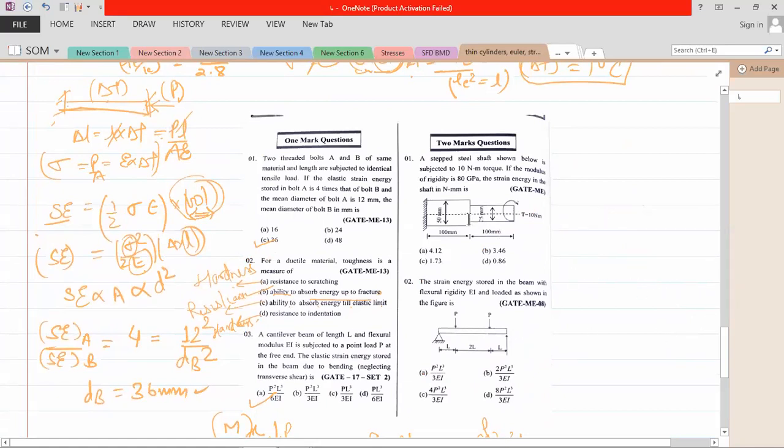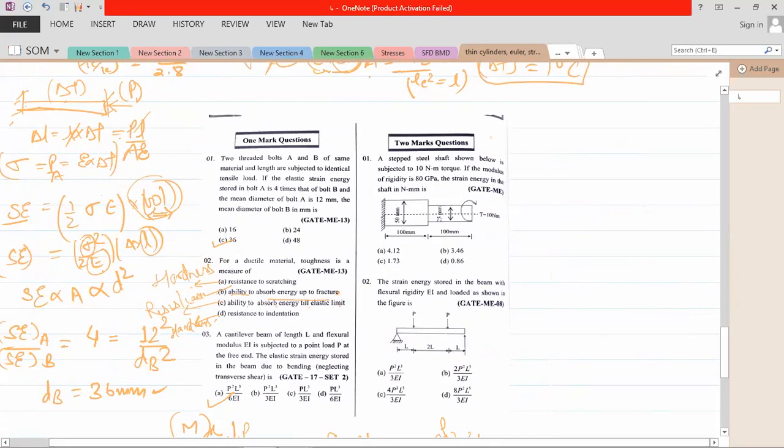So it is given a stepped shaft, torque is given, modulus of rigidity is given, and they asked for the strain energy. Now you can see that torque is given. I explained earlier how to solve these questions. You need to obtain the strain energy in the individual cross sections, and then you sum up the energy.